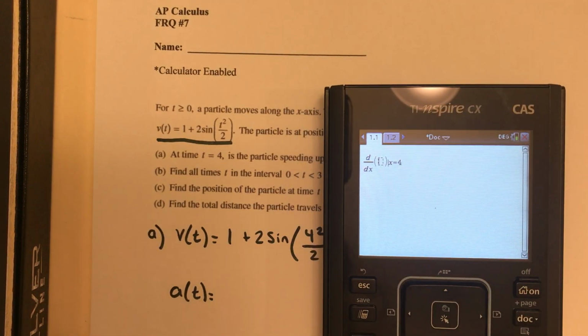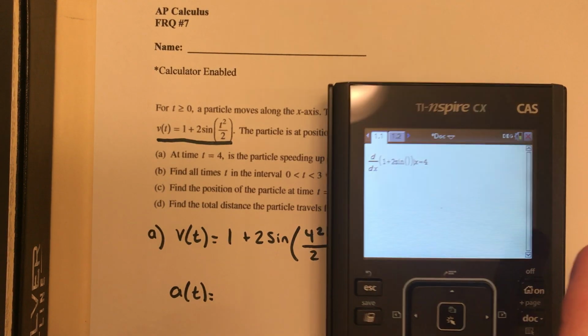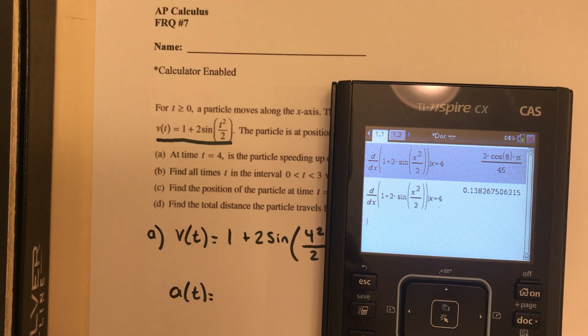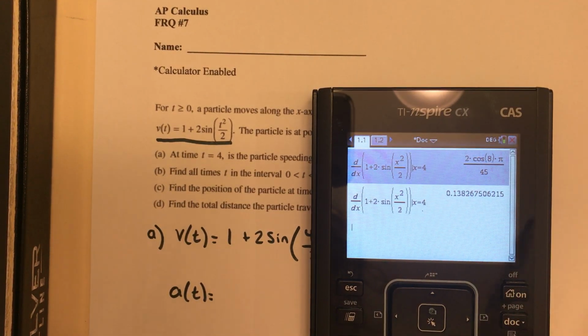We want to find the derivative of 1 plus 2 sine of x squared over 2. And we want the decimal. So I think, oh, I'm in degrees. I was going to say that's not the right answer. So we want to check to make sure we're in the right mode. Sometimes my calculator switches back and forth, so we want to be careful.